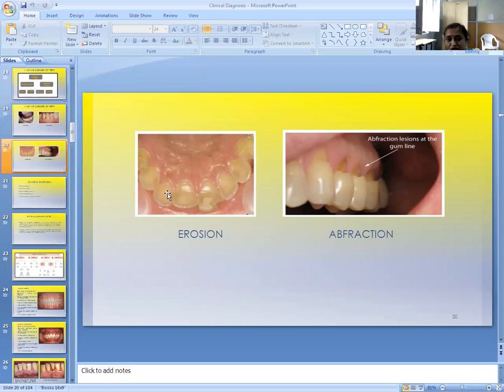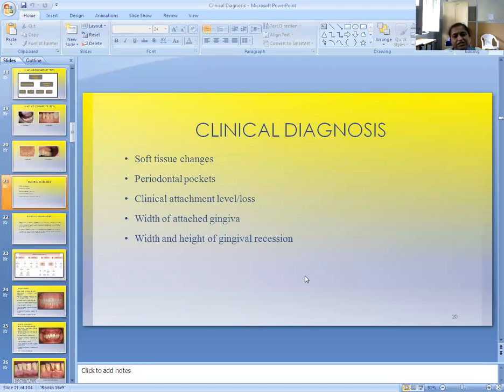And abfraction is because of flexure of the cervical area due to biting forces. The cervical enamel rods get flexed, and because of that flexure it leads to this clinical feature. So active loss of tooth surface in the cervical area leads to abfraction of that area. These are the wasting diseases of the tooth, so you have to record that. Other than that, you have to check for trauma from occlusion and for the fremitus test. We will see that part in your next few classes.